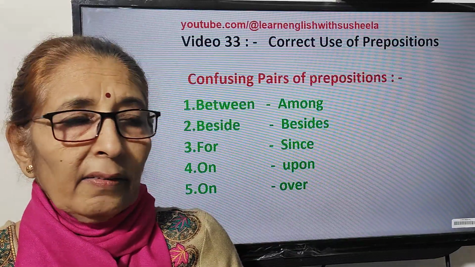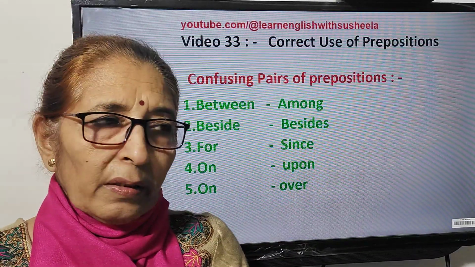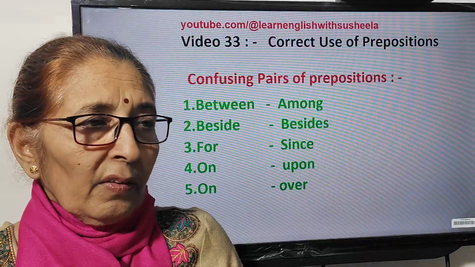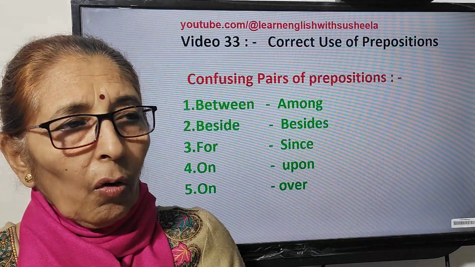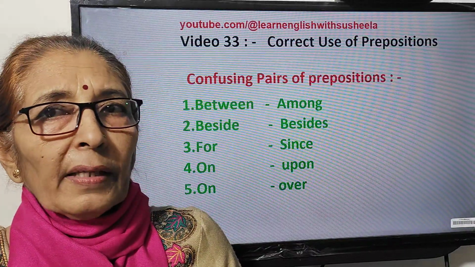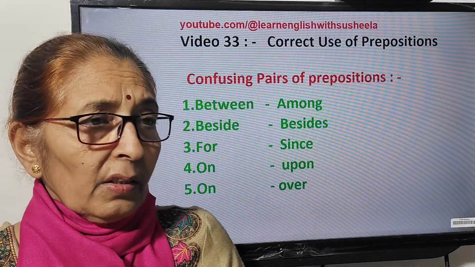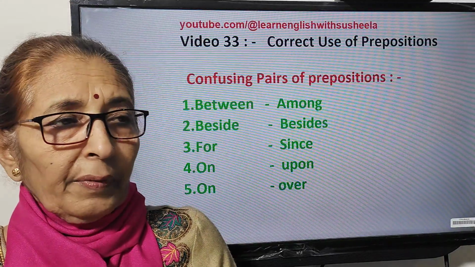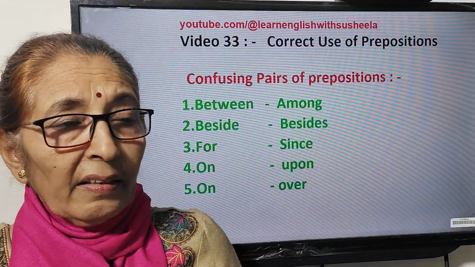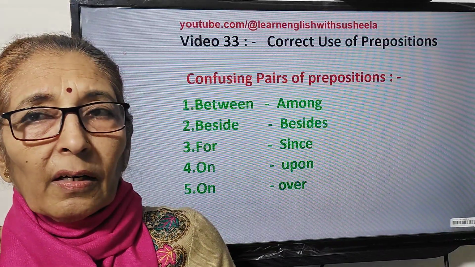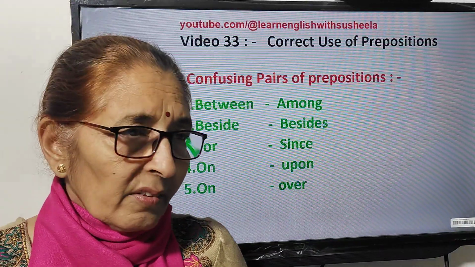Example, divide this apple between the two brothers. Among: distribute these sweets among all the students of the class. Next, beside, besides. Beside means near. She is sitting beside me. Besides: besides dancing, her hobbies are singing, cooking, etc.